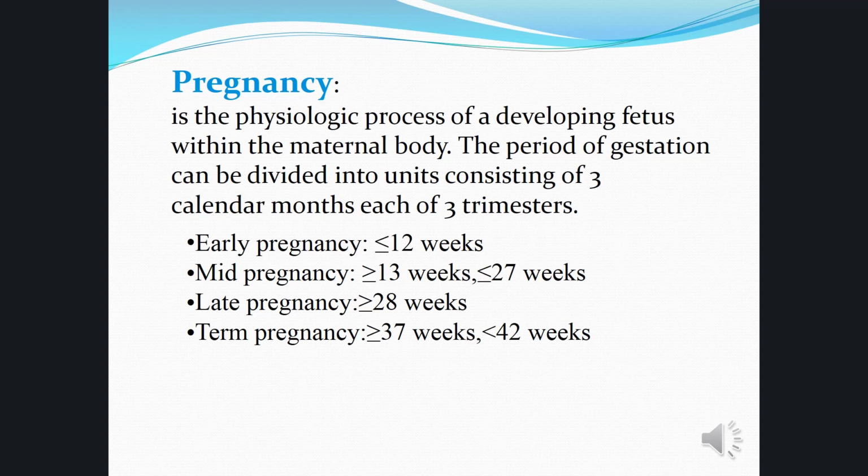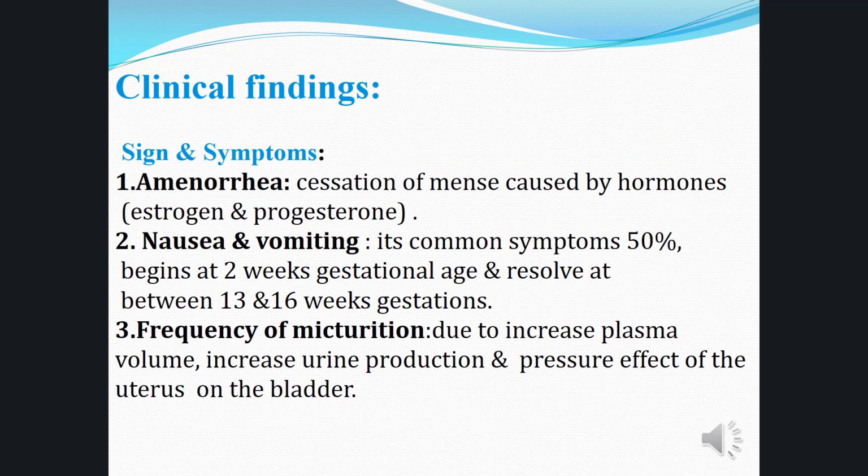Clinical findings, signs and symptoms. Amenorrhea. The meaning of amenorrhea is cessation of menses caused by the hormones estrogen and progesterone. Nausea and vomiting is a common symptom in about 50%, beginning at 2 weeks gestational age and resolving between 13 to 16 weeks of gestation.